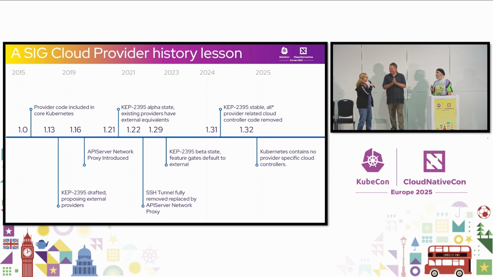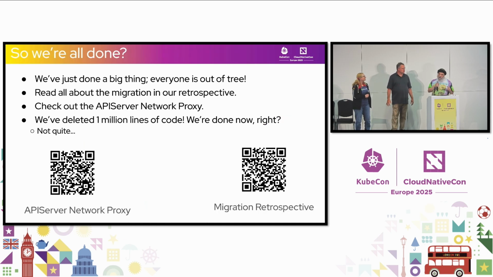Which is probably a good thing. I mean, we don't need more backdoors to anything. Right. And so we've taken all this code out, we've got everything migrated, we've got the API server network proxy, like we're all done now, right?